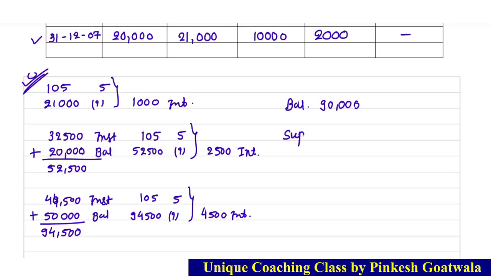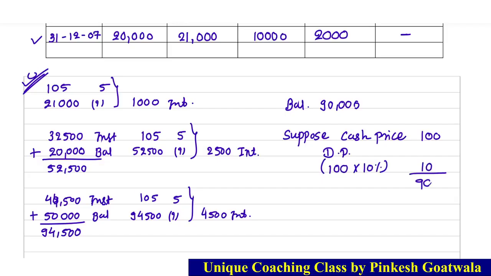So follow this step. Suppose the cash price is 100. Okay, so what will be the down payment? What percent of the cash price is it? It is 10%. So we take 10% of 100, so 10 will come. Then how much balance remains? 90 balance remaining. Okay, if the cash price is 100, then the down payment is 10, so the balance will be 90.